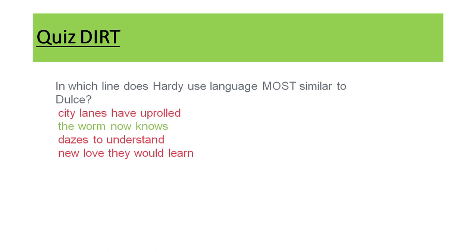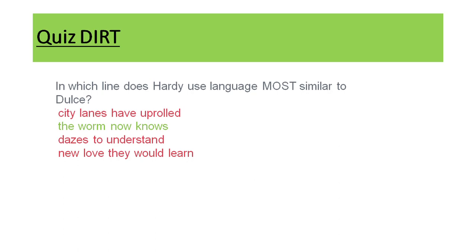Okay, so "City Lanes Uprolled" is actually about London, so it's not really got any links to Dulce in terms of how he's presenting war. "Daisies to Understand" is the fact that the wife is confused and can't take in the news her husband has died. Yes, it's negative, and Dulce is negative as well, but it's not very harsh or brutal. It's not saying that it stabbed her in the heart or she was never the same again. It's actually quite an understated image that she's dazed, isn't it?